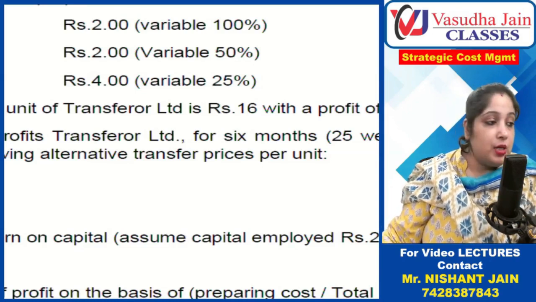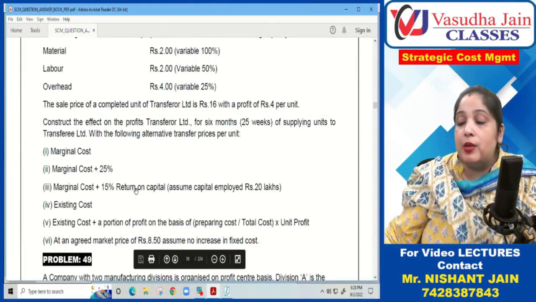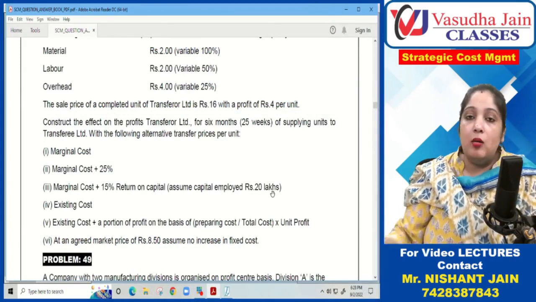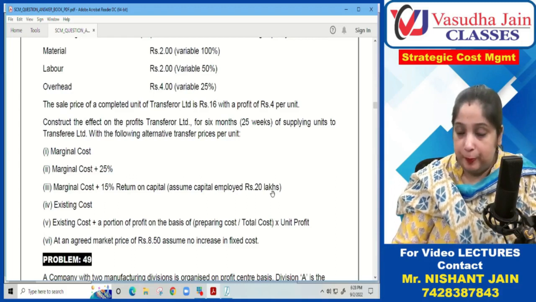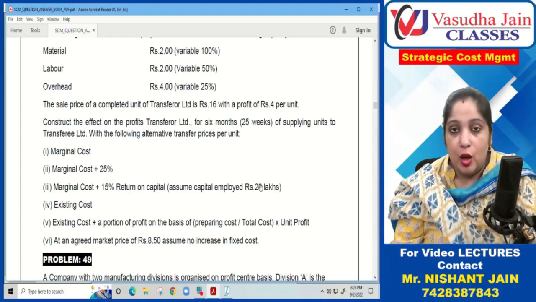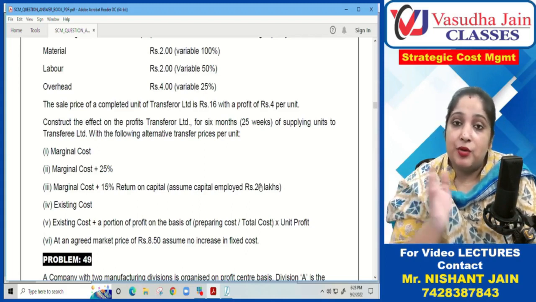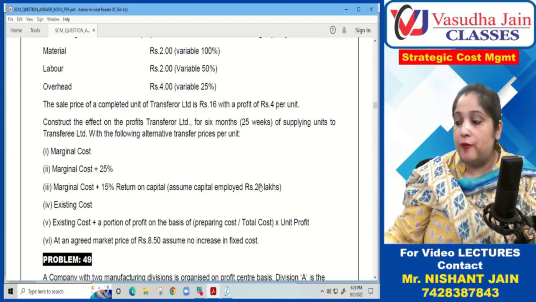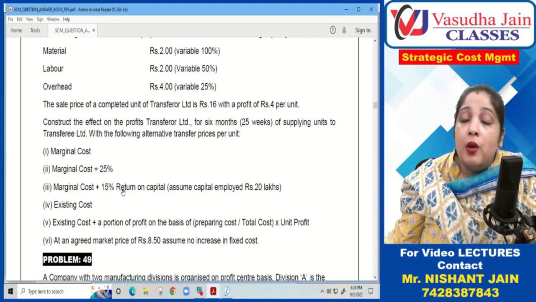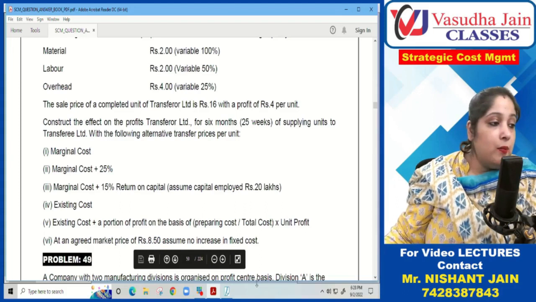Yes, the transfer price is, in the question given, marginal cost plus 15% return on capital. Assume capital employed to be 20 lakh. Now there is an issue in the solution. They have assumed this 20 lakh to be the capital of the company, and the company has two departments, transferor and transferee. You have understood what the transfer price is? Marginal cost plus 15% return on the investment, and investment is 20 lakh, capital is 20 lakh. Okay, going back to the question solution.